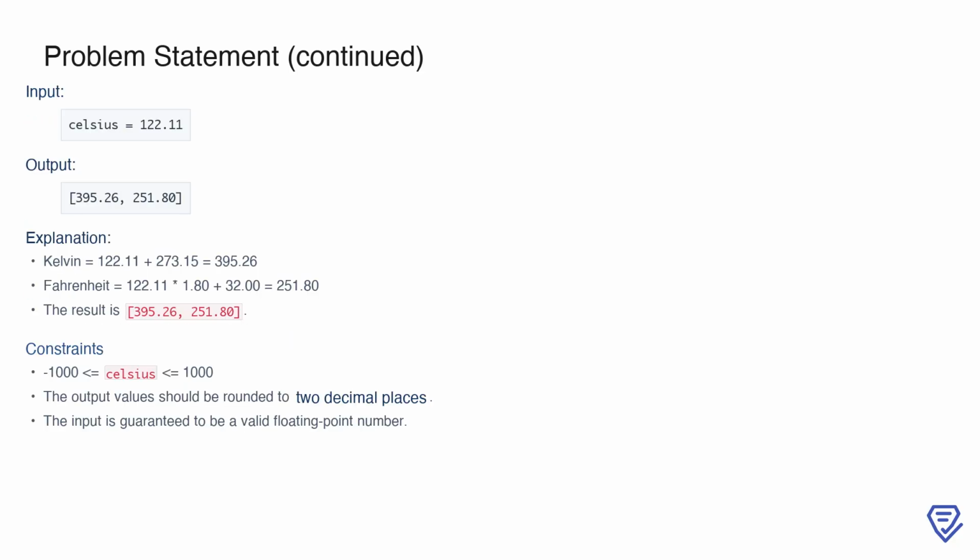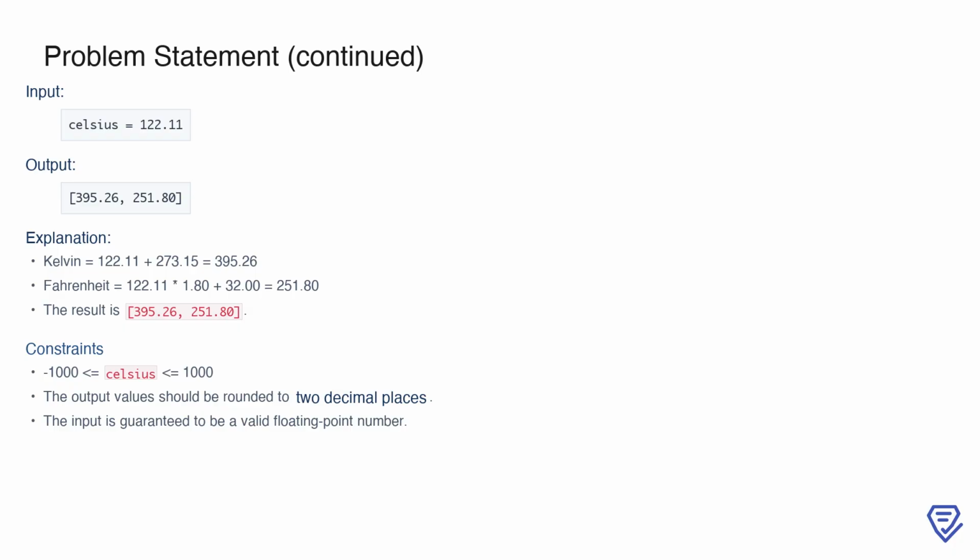For the second example, the input is 122.11 degrees Celsius. To find the Kelvin equivalent, we add 273.15 to 122.11, which yields 395.26. For Fahrenheit, we multiply 122.11 by 1.80 and add 32.00, resulting in 251.80. The output here is 395.26, 251.80.